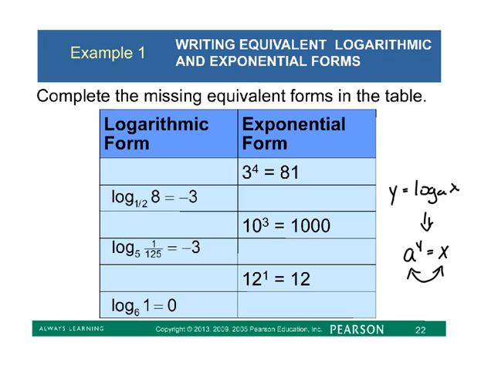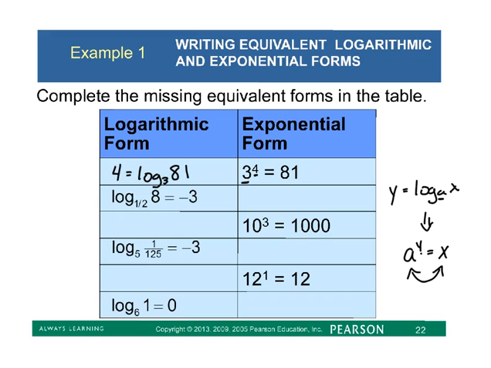Okay, so we have the exponential form 3 to the 4th equals 81, and we're asked to change it into its logarithmic form. So 3 is our base, so that's going to be our base of our logarithm. And then 4 is the power, so that's our y. And then x is 81. So we get 4 equals log base 3 of 81. And that is the logarithmic form.